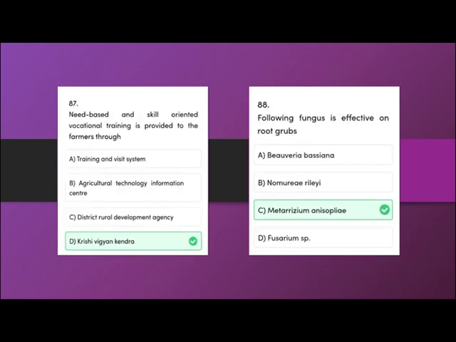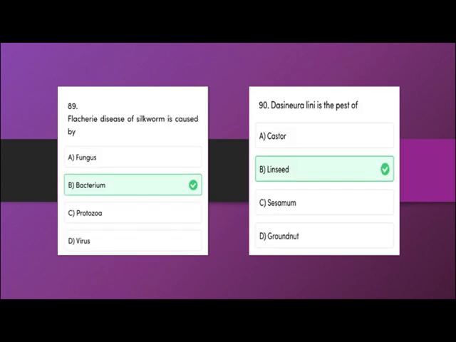In the 87th question, need-based and skill-oriented vocational training is provided to the farmers through? And the answer is Krishi Vigyan Kendra. 88th question, which fungus is effective on root crops? And the answer is Metarhizium anisopliae. Now come to the 89th question, flacherie disease of silkworm is caused by? And the answer is bacteria.